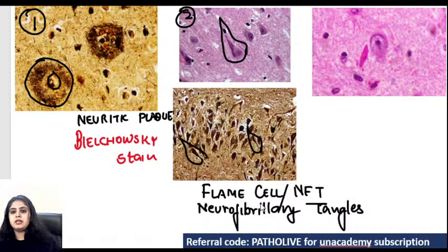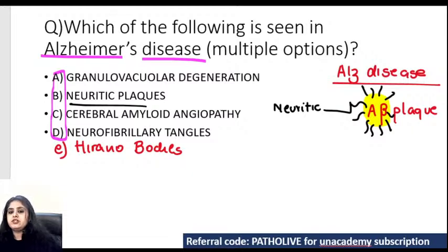In PGI, multiple options used to come. In AIIMS they used to ask you the composition of neurofibrillary tangles, and that is the tau protein. The tau protein is the composition of the neurofibrillary tangle. Right. So I think neurofibrillary tangles was mentioned in the question, and that is also my answer.